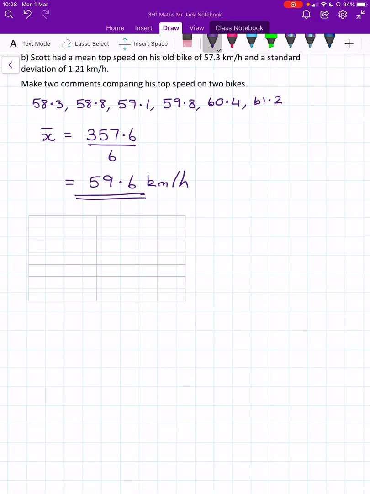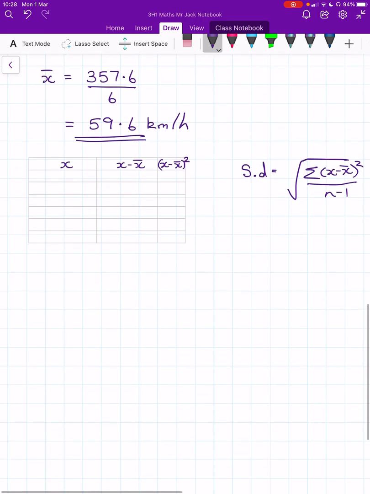Okay, now remember your standard deviation formula. This is given to you in the exam, but it is the square root of the sum of x minus x bar squared all over n minus 1. Now, this table hasn't extended the final column quite as much as I would have liked it to, but we'll not worry about that. Top of the column is x, then x minus x bar, then x minus x bar squared. Remember, whenever I say x bar, I'm talking about the mean.